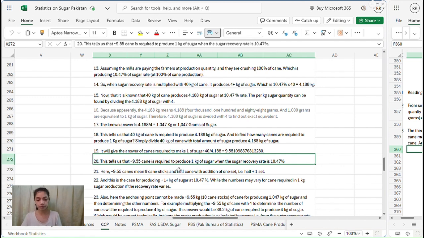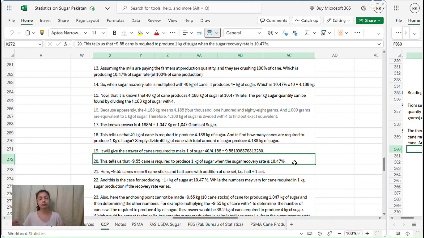Point number 20 tells us that approximately 9.5 canes are required to produce 1 kg of sugar when the sugar recovery rate is 10.47%. Now we derived all this with the reference of 10.47% sugar recovery rate. That means we first had the sugar recovery rate, then we had the quantity of canes. We multiplied a certain quantity of cane, let's say 40 kg, with 10.47% sugar recovery rate. We got the quantity of sugar, let's say 4 kg of sugar.